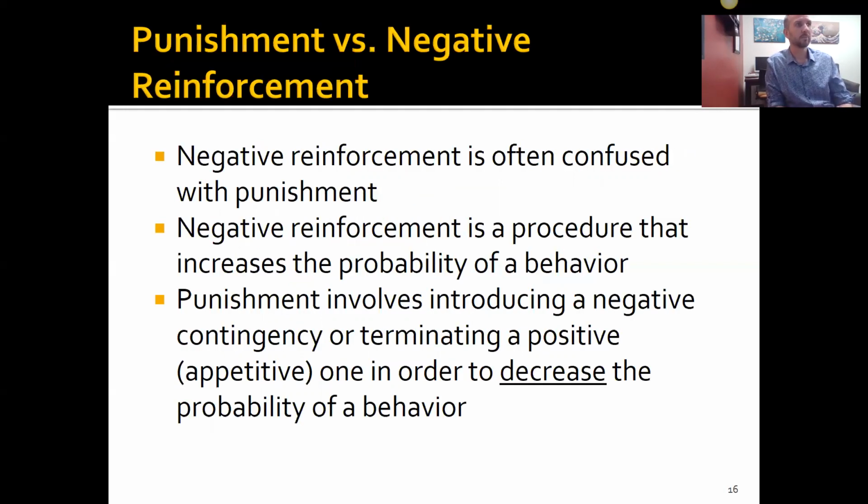So again, negative reinforcement is often confused with punishment. Negative reinforcement is a procedure that increases the probability of a behavior. Punishment involves introducing a negative contingency or terminating a positive one in order to decrease the probability of a behavior.